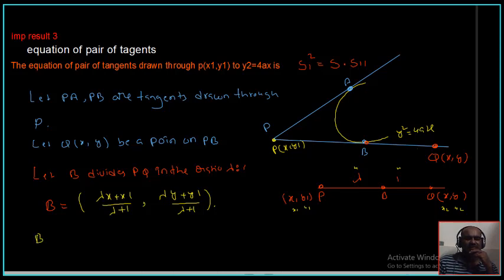But what is interesting is that the point B is on the parabola. What is the parabola? y square equal to 4ax. This point should be on the parabola y square equal to 4ax. So I will write y square equal to 4ax, where x means (lambda x plus x1) by (lambda plus 1) and y means (lambda y plus y1) by (lambda plus 1).